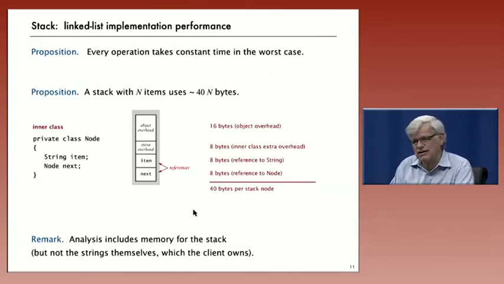If we have a stack of size n, we have about 40n bytes. There's a little extra for first, but that's about an overhead for the whole stack. But when n is large, 40n is a very close estimate to the amount of space needed. This does not include the space for the strings themselves, which are owned by the client. But with that, we can properly assess the resource usage of this implementation for different client programs.